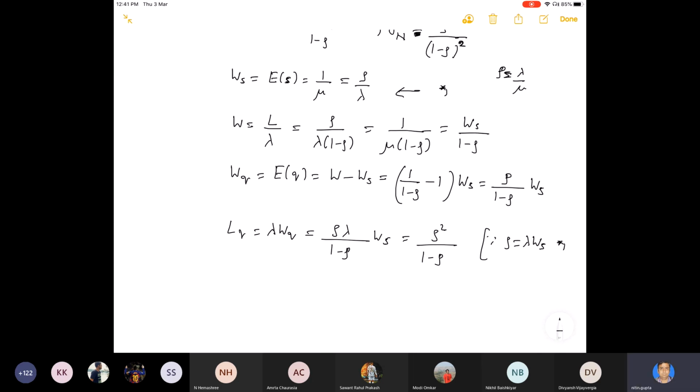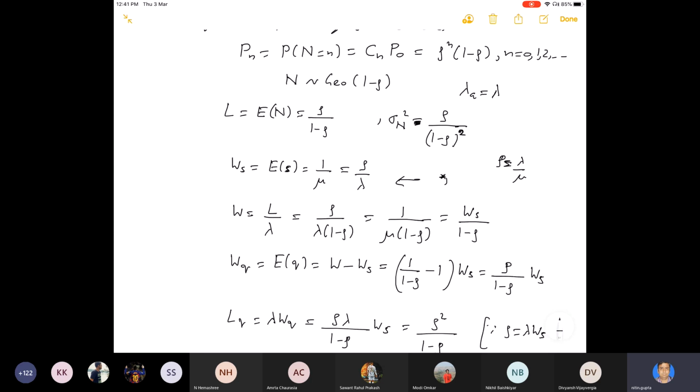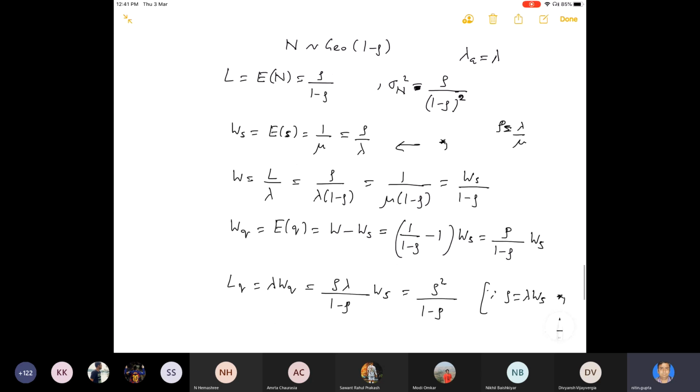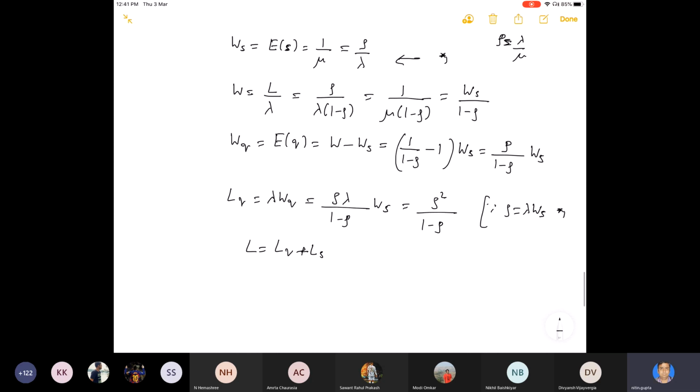So these are the values we have already calculated. Now from there we have determined the LS also. So WS is with us, W is with us, WQ is with us. Also we know that L is equal to LQ plus LS.